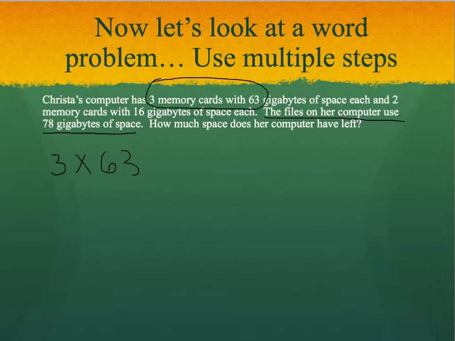Okay, and if we're really thinking about what we did yesterday, we would underline what we're trying to figure out first. We're trying to figure out how much space she has left after they use this amount of gigabytes. So now I'm looking back to the word problem and thinking about what information I need to solve this, and I'm writing an equation to go with that information. So we need 3 memory cards of 63 plus 2 memory cards of 16.